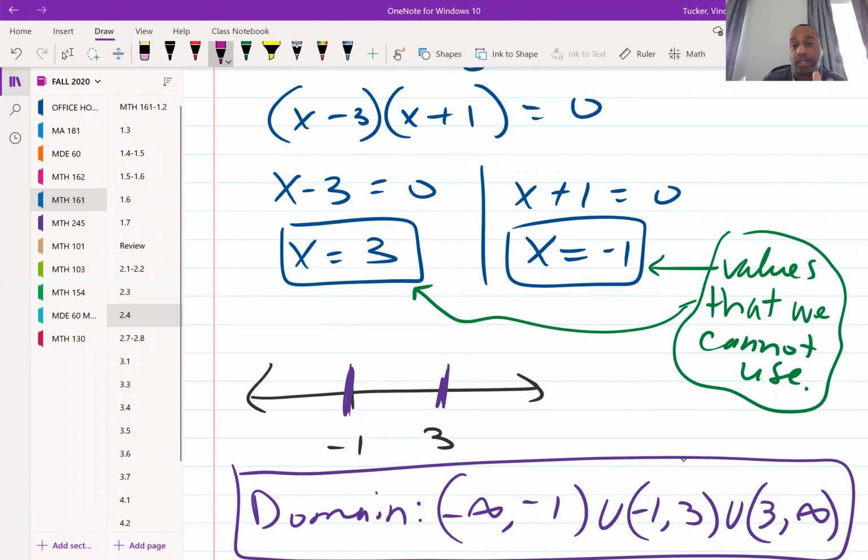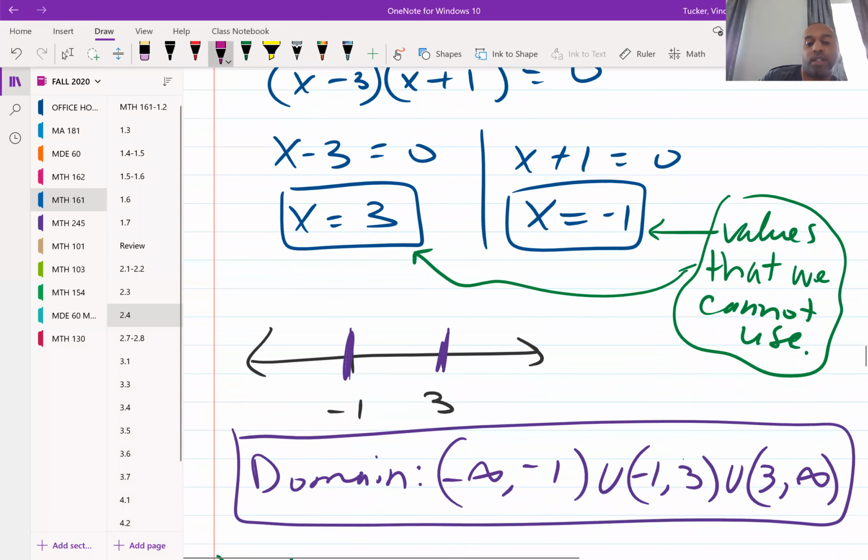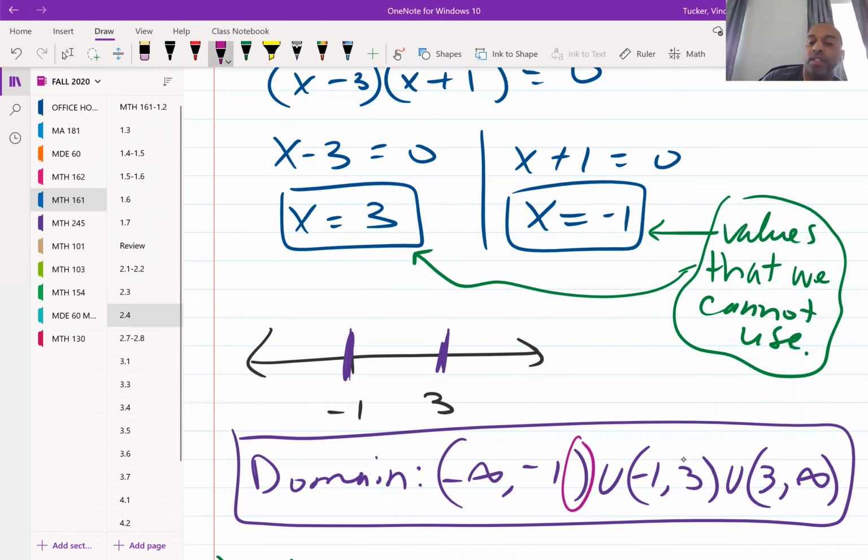So basically these numbers help us to set up the intervals that we can use for our domain. And once again, emphasizing the parentheses, make sure you use parentheses here, because if you use a bracket, it will be wrong, because using the bracket over the negative 1 means that you can use the negative 1, and you will be using the negative 1. Parentheses says that you're not using them.